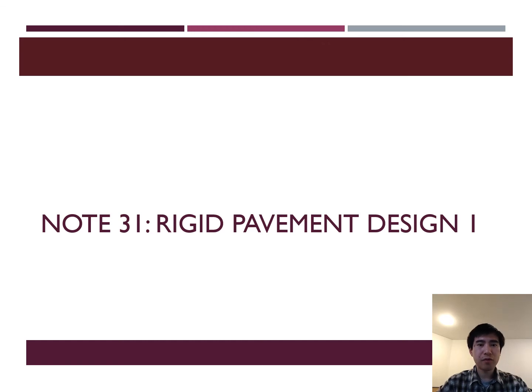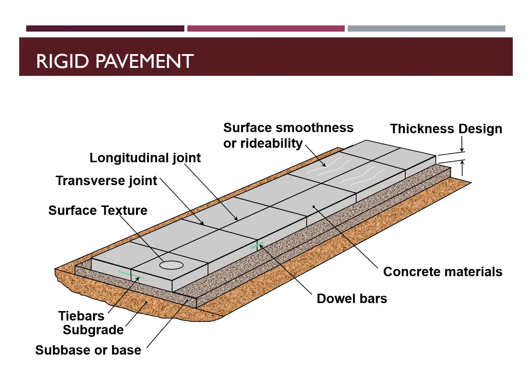Hello everyone, today we will start the introduction about the rigid pavement design. We will use 2 lectures to finish all the contents in this topic. First, let's have a brief review about the rigid pavement. In the rigid pavement, the PCC slab is placed on top of the subgrade layer. Sometimes we will insert the base or subbase layers in between.